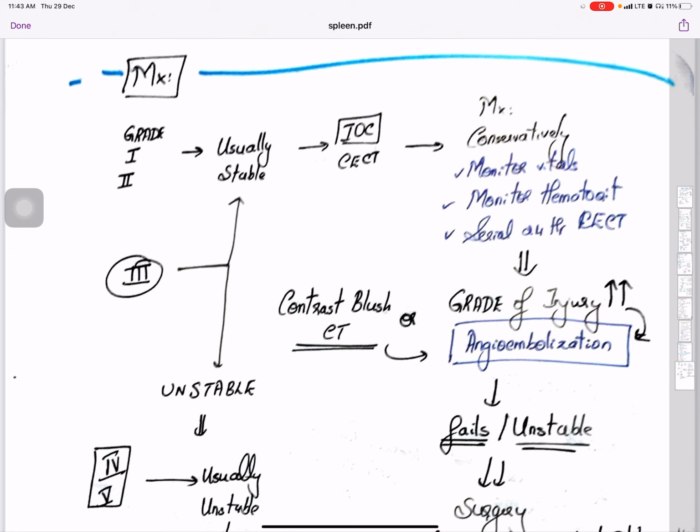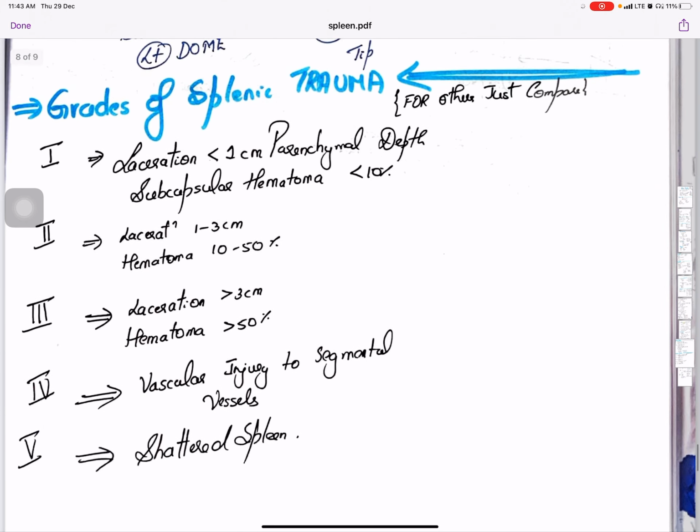Okay, so what is the grading of splenic rupture? Grading we have 1 to 5. This is the most important grading. 1, 2, 3, 4, 5. Grade 5 is a completely shattered spleen. Your segmental vessels gone.